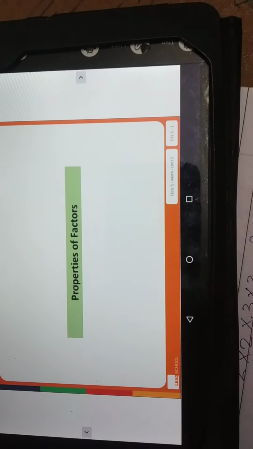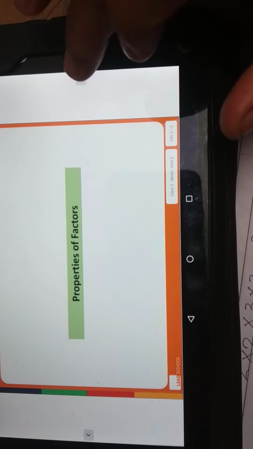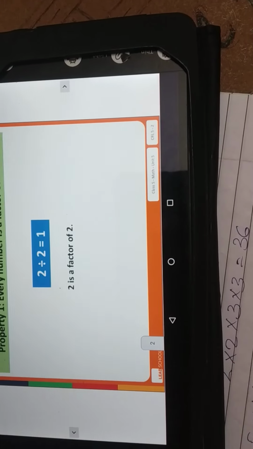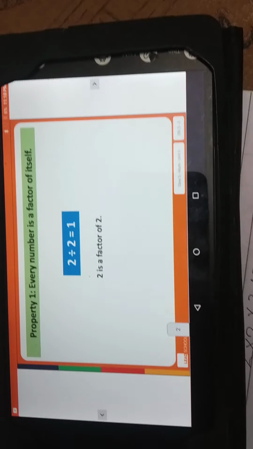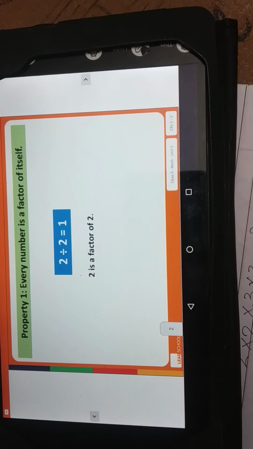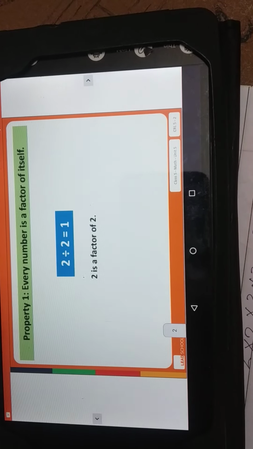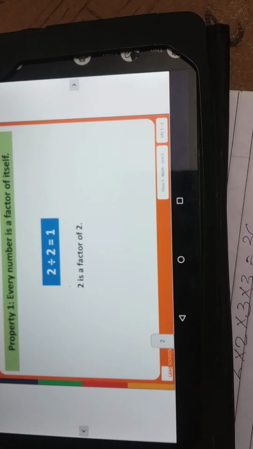So students, today we will start revision of unit number 5, properties of fractions. What were the properties of the fractions? Property number 1: every number is a factor of itself.